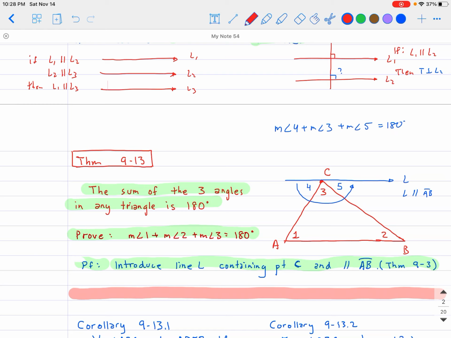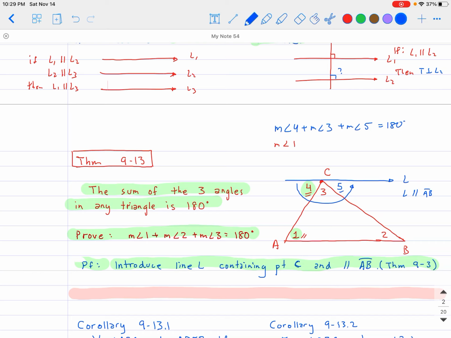Well, now let's go ahead and use what we've been learning this entire time. Look at where 4 is located. Whoops, don't want to erase that. So let me go ahead and erase this part over here. Getting a little too excited, I suppose. Look at where 4 is located, right? And look at where 1 is located. They are alternate interior angles. Because L, the line that we created, is parallel to AB, then that means that 4 and 1 are going to be congruent to each other. So I can go ahead and replace this equation's measurement of angle 4 with the measurement of angle 1.